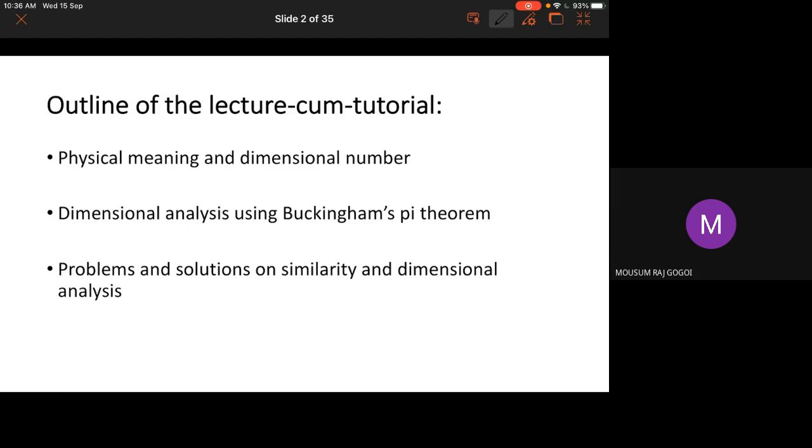Okay. So these are the three outlines we will try to cover in this class. So we'll discuss the physical meaning and the dimensional number. I think Sal had already covered a few dimensional numbers, and then the dimensional analysis using the Buckingham Pi theorem. I will directly solve some problems and show it to you, like how to use this Buckingham Pi theorem to analyze a physical system.